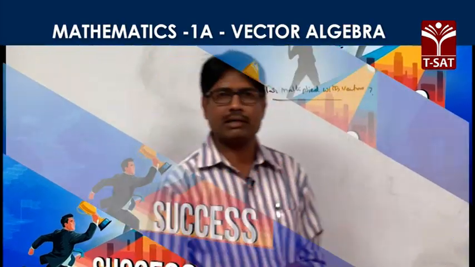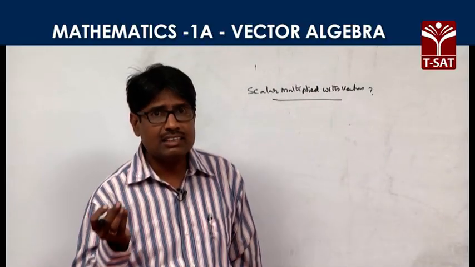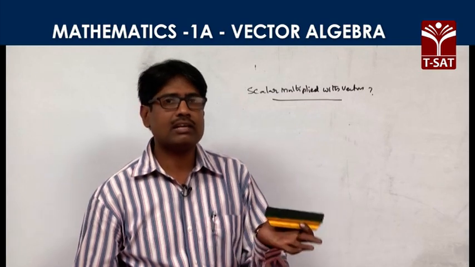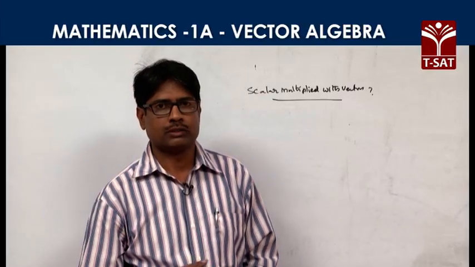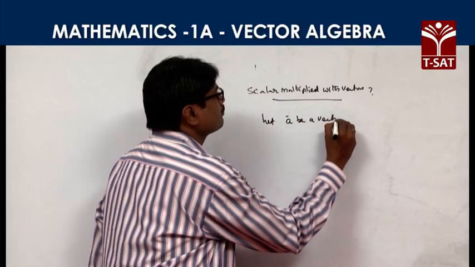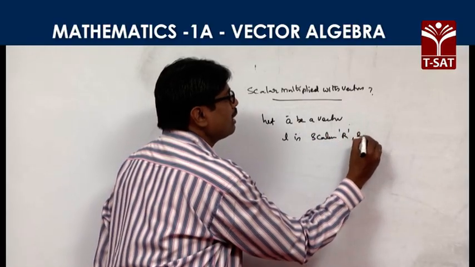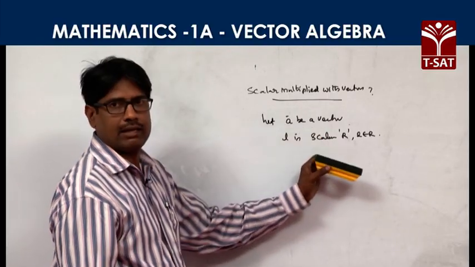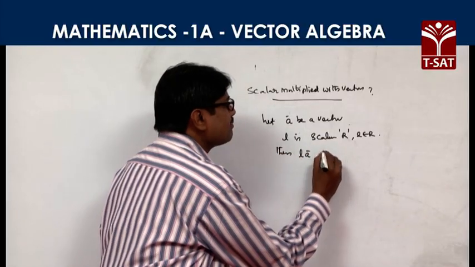How is a scalar multiplied with a vector? If a scalar is multiplied with a vector, is the resultant a scalar or a vector? If it is a vector, then what will be the direction? If it is a scalar, there is no question of direction. Let A bar be a vector and L a scalar. Generally a scalar is a real number, L belongs to R. A bar be a vector and L be any scalar. Then LA bar is a vector.